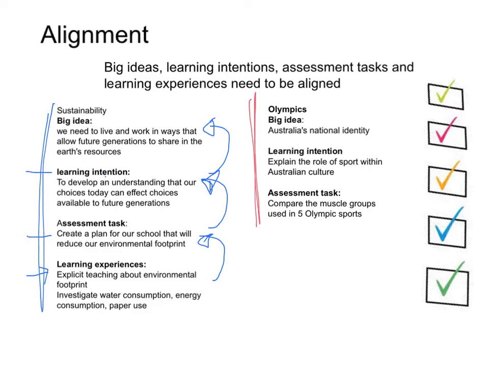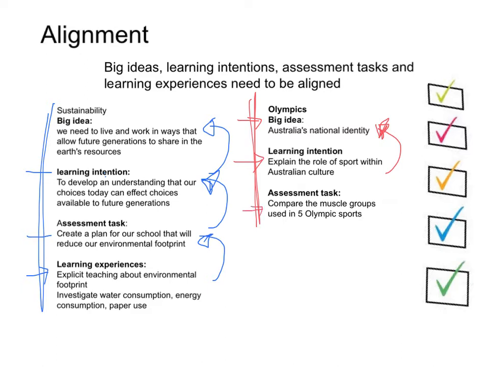Now have a look over here at this one where we don't have alignment. The topic is the Olympics. And I think there's some really purposeful reasons for studying the Olympics. They're really of great interest to most of the population in Australia, but they can also help us develop our understanding of this particular big idea, which is around Australia's national identity. Here's my learning intention. Explain and explore the role of sport within Australian culture. Now that seems to be fairly much aligned because the role of sport helps to explain some parts of our national identity, such as sports heroes.